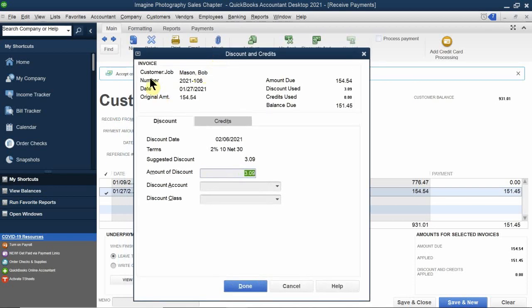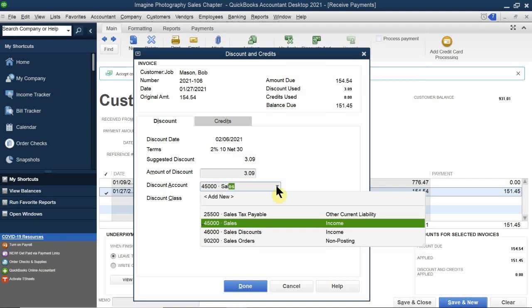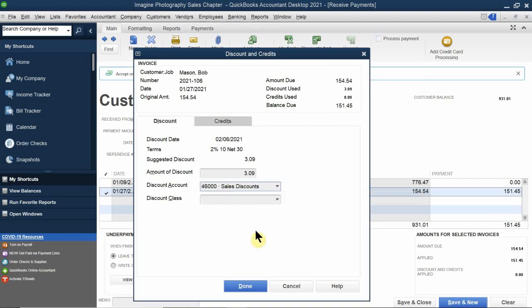So here, all the information says Bob Mason, this invoice that you just created, he's paying as of the 31st. Therefore, yes, he should get that $3.09, which is the 2% discount. Amount discounted is $3.09. Perfect. Discount account is going to be sales discount, because this is a sales discount. And then what is the discount code? Since the sale was in San Jose, this discount is also going to happen in San Jose.